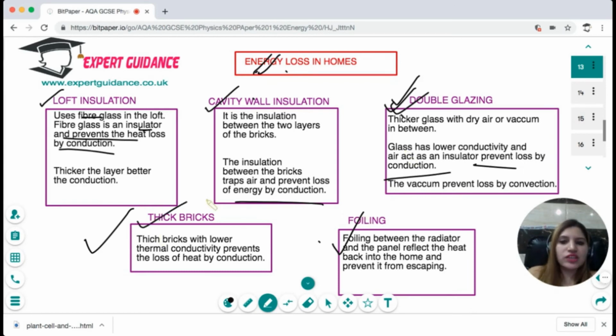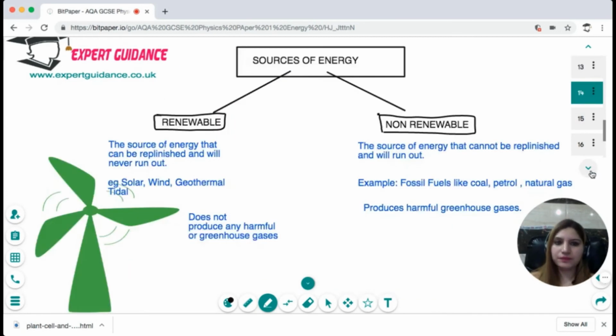Next is when you use thicker bricks, the thicker bricks have lower thermal conductivity and that will prevent the heat loss by conduction. And in foiling, we can use foil between the radiator and the panel to reflect the heat back into the homes and prevent it from escaping.